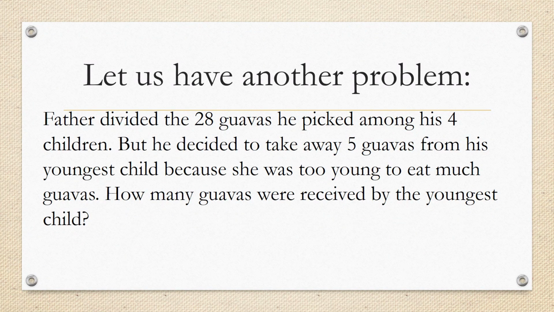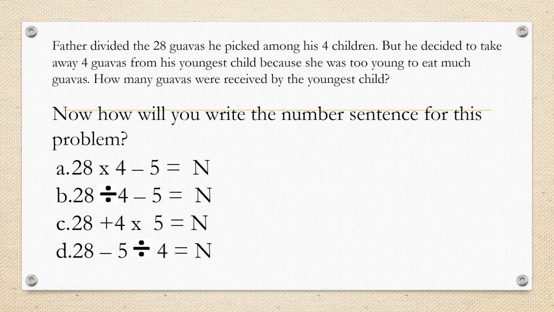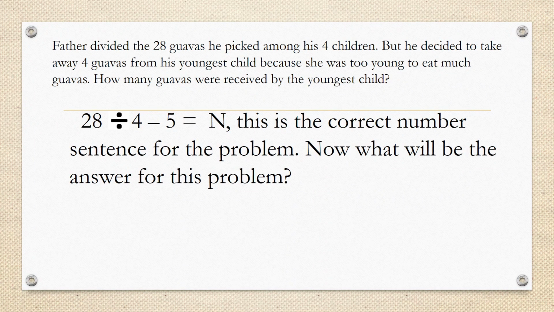Let us have another problem. Father divided the 28 guavas he picked among his 4 children. But he decided to take away 5 guavas from his youngest child because she was too young to eat much guavas. How many guavas were received by the youngest child? Have you analyzed the problem? Now, how will you write the number sentence for this problem? Choose among these 4 equations. The correct number sentence from the problem is 28 divided by 4 minus 5 equals n.